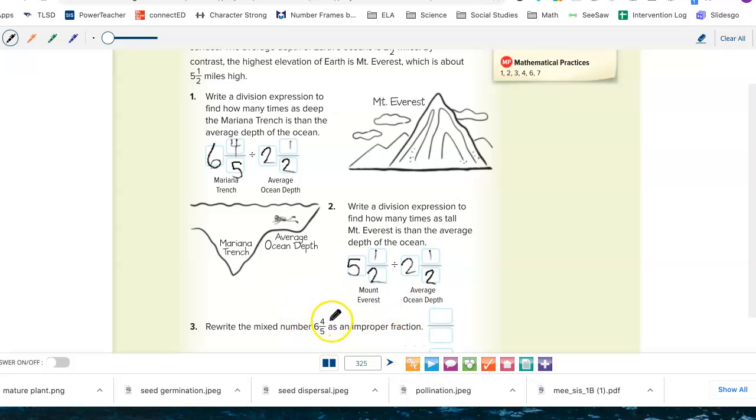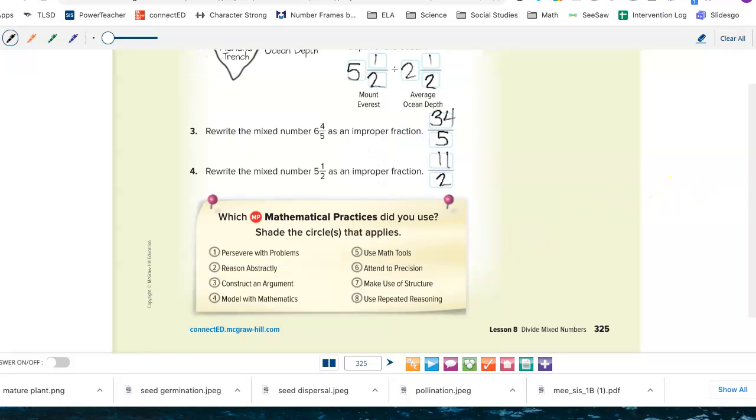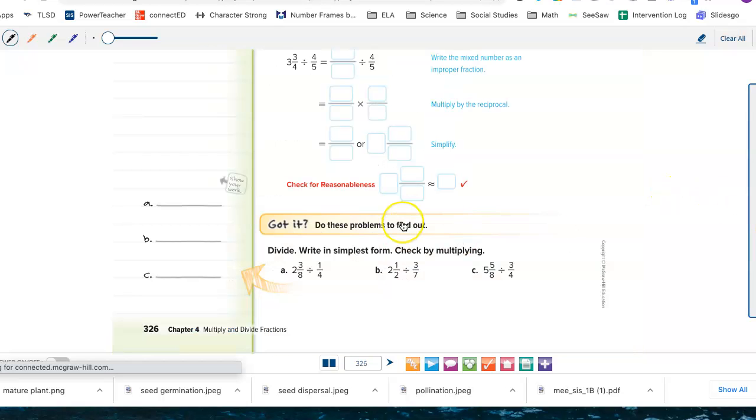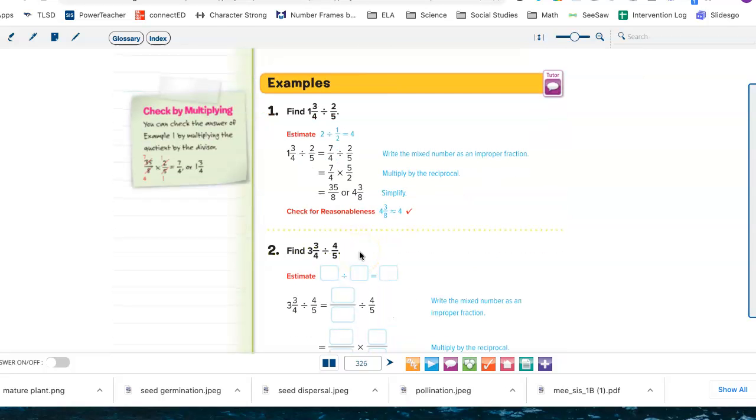So we have to multiply and add. That's our new numerator. So we get 34. And our denominator stays the same. And then we'll rewrite 5 1/2 as an improper fraction. So we multiply and add. Denominator stays the same. So 2 times 5 is 10, plus 1 is 11. So we have 11 halves. All right, then we are going to turn to 326. So that was basically just to refresh ourselves of how to write a mixed number as an improper fraction.